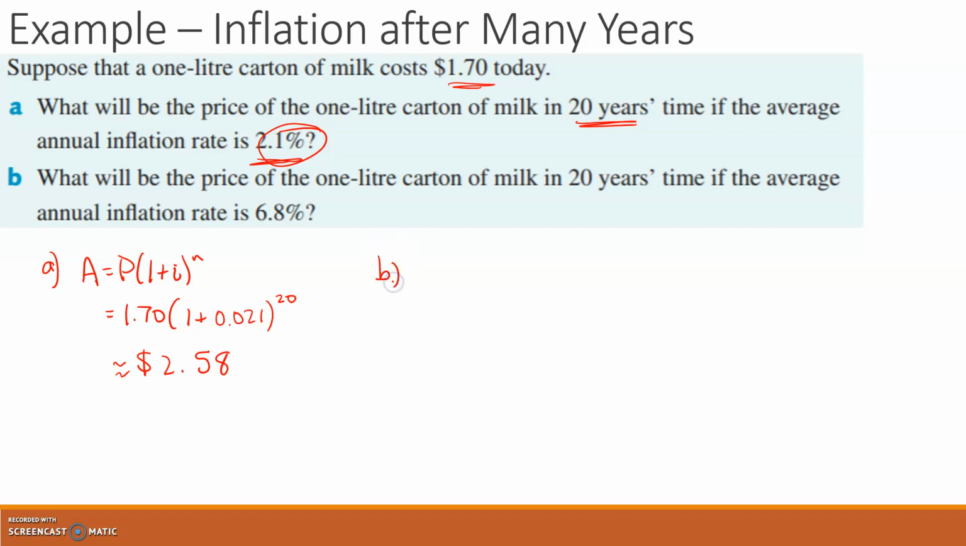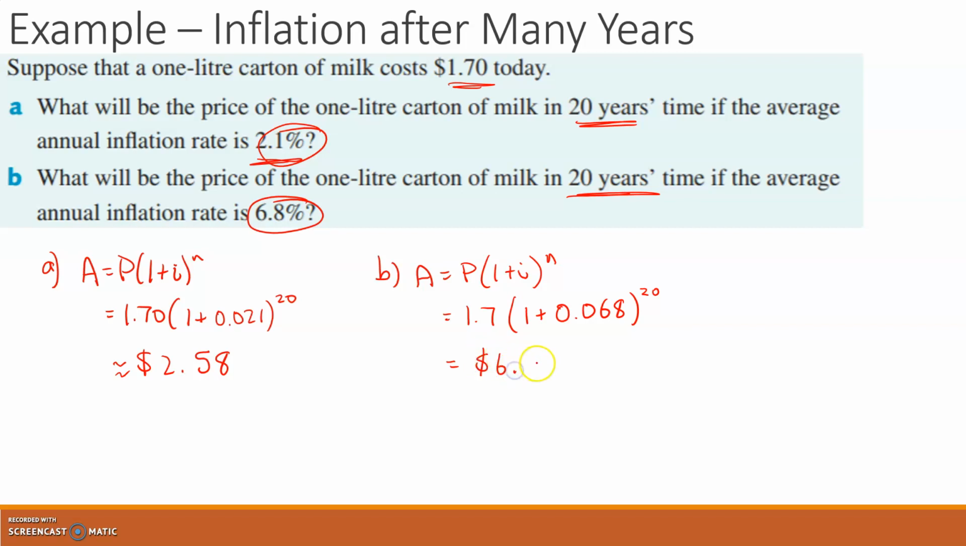Now B asks something very similar. We want to go 20 years into the future and check the price of milk, but we have a different annual inflation rate of 6.8%. So this is a nice opportunity for us to see just how different the prices might be with just 4.7% difference in our interest rates. So again, I use my compound interest formula. 1.7 is my principal. 1 plus the inflation rate is now 6.8%. Into a decimal, that's 0.068. My power is the number of years, and in this case it's 20 again. So let's type this into our calculators now. 1.7 outside of (1 plus 0.068), all to the power of 20, or the brackets to the power of 20.